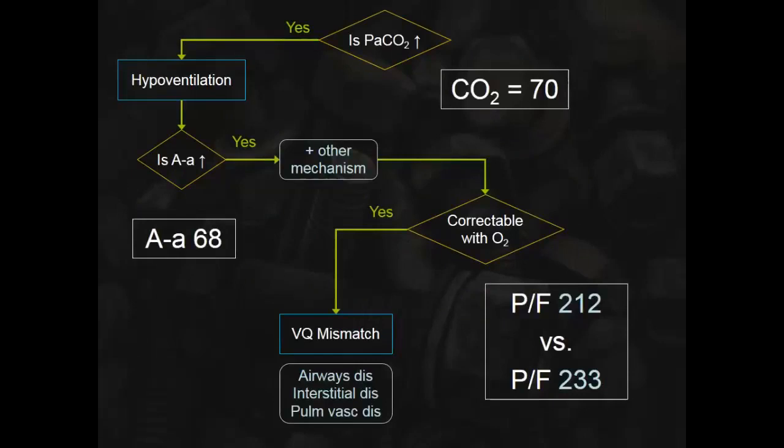If you didn't correct with oxygen, what was the mechanism? You remember? It was alveolar filling, something filling up the alveoli, not affecting the vasculature. Big mismatch is caused by airways disease, interstitial disease, pulmonary vascular disease. It's the maculopapular rash of pulmonary disease. Big mismatch.